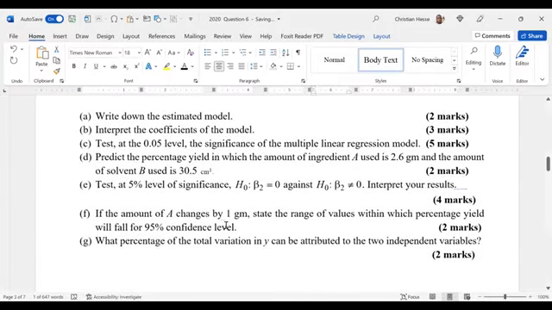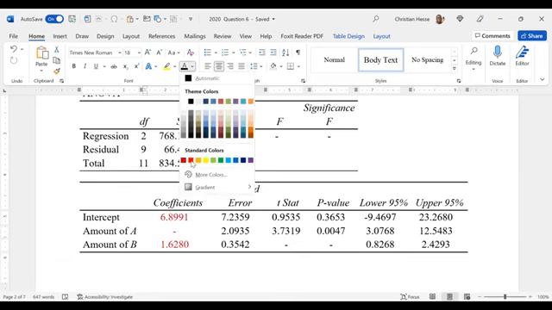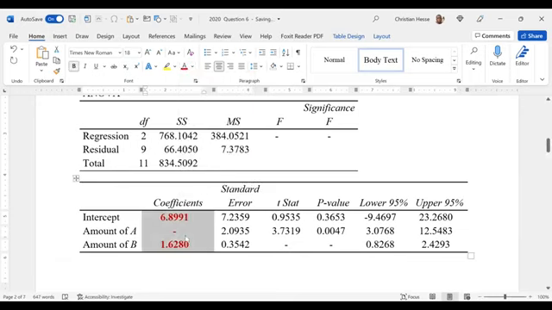So what is A? Write down the estimated model. To write down the estimated model, you need the coefficients. But unfortunately for us, one of them is not given, and we have to calculate it. We need to write down the model.